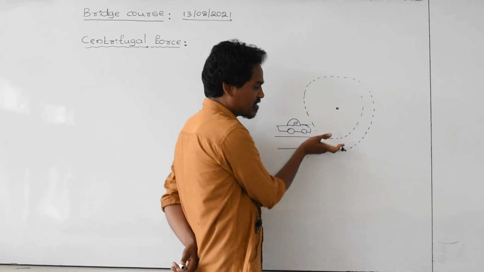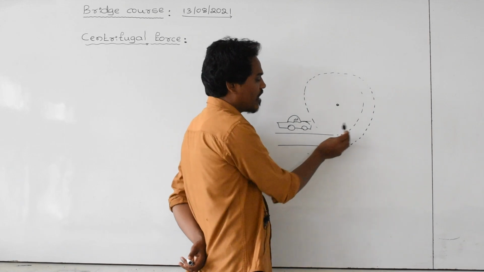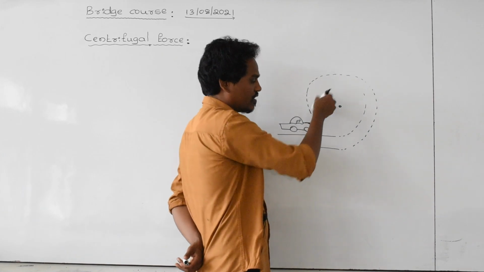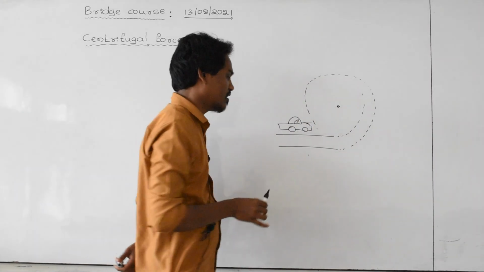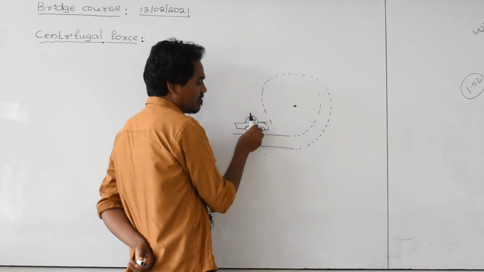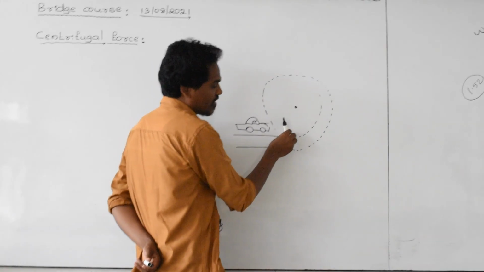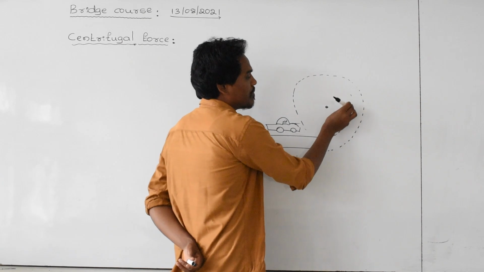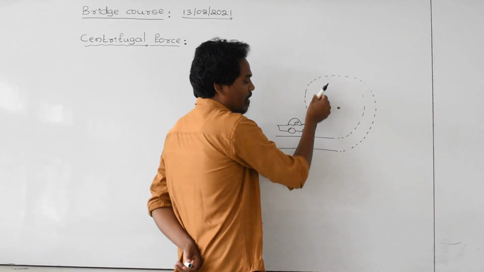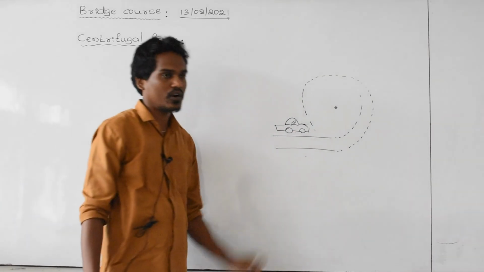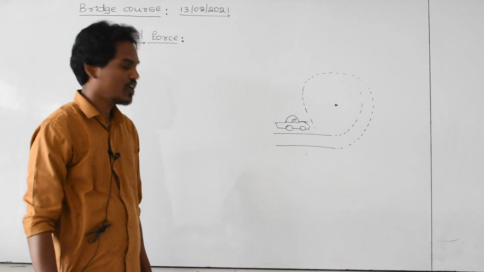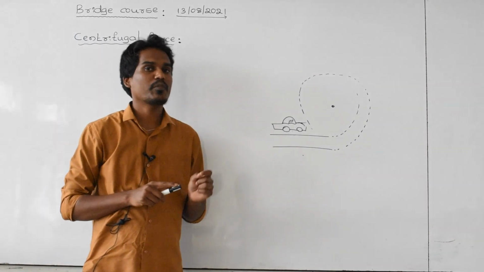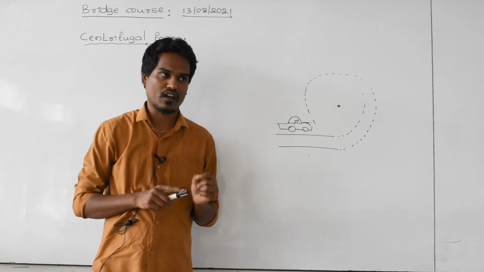The moment the person suddenly takes a turn, the car is balancing towards the center. Here the car is moving in a straight line, and when the person suddenly takes a turn, the car bends towards this imaginary center. Why? Because the force acting on the car is called centripetal force, which is calculated by the formula m v squared divided by r.